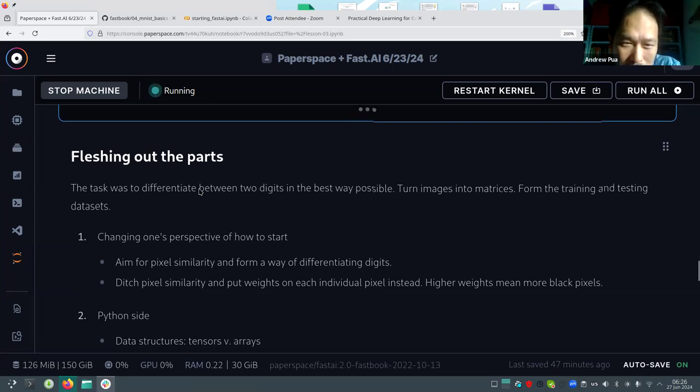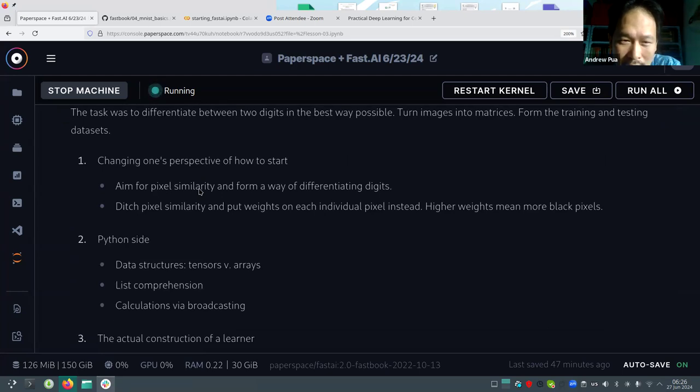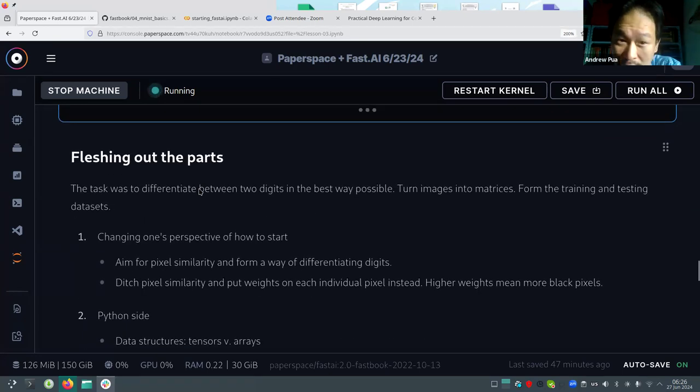When you try going through the fleshing out of the parts, you also have to separate the motivation at the beginning, because the beginning part is not the way things are gonna go. So essentially, you go back to the problem. The problem is, how do you differentiate between two digits in the best way possible?